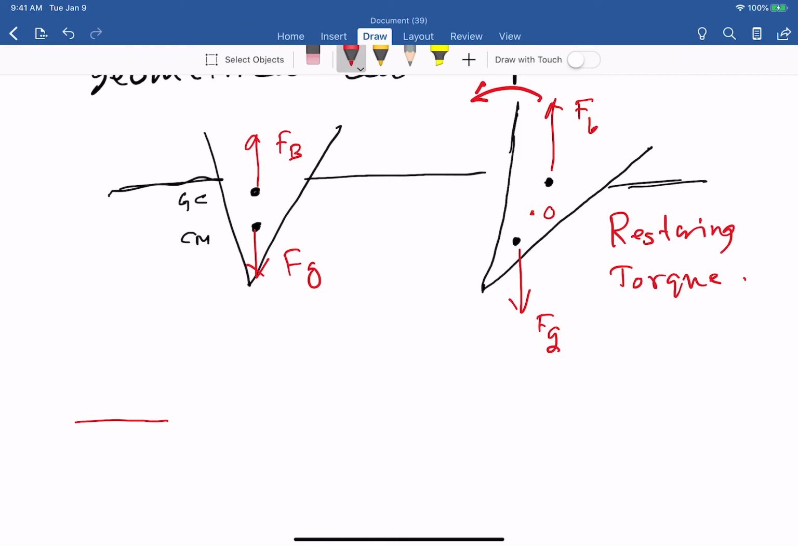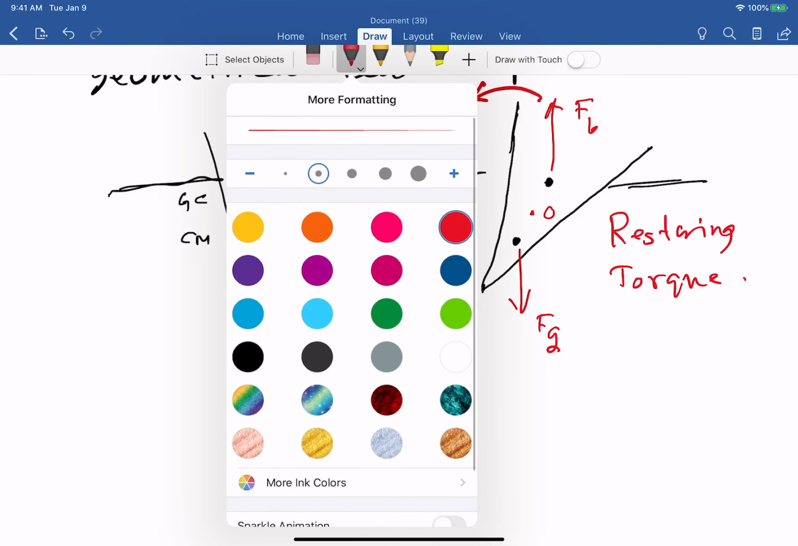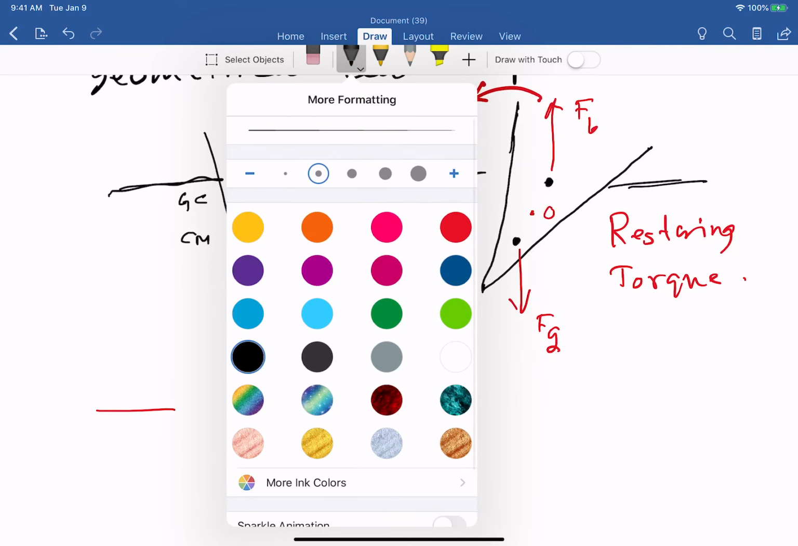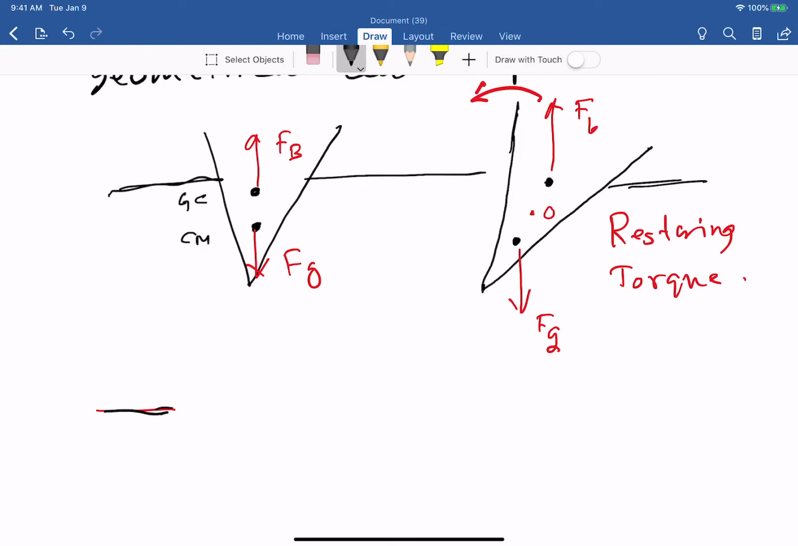like this. You have a ship like this. The center of gravity for some reason is higher, and the geometrical center of the ship is over here. So the center of gravity, the center of mass, is here, and the geometrical center is over here.